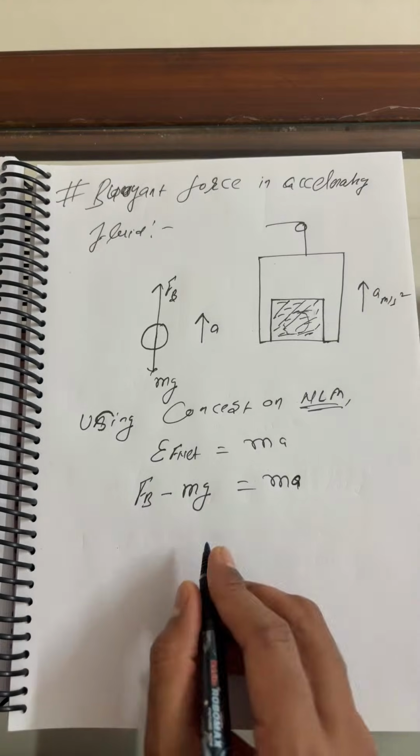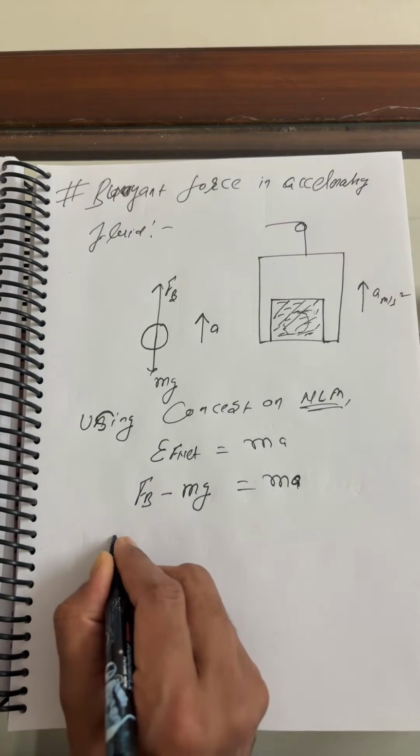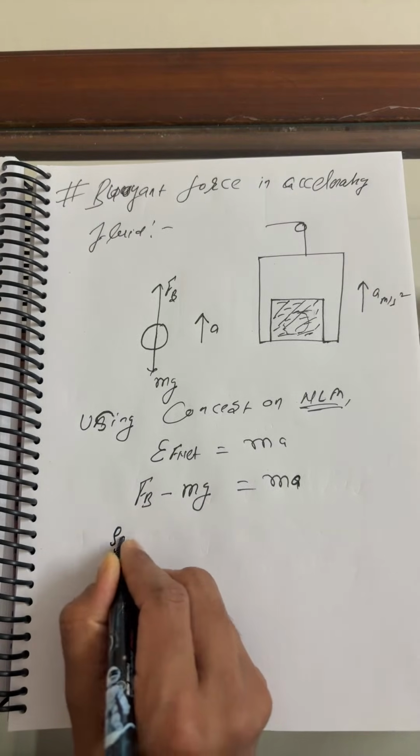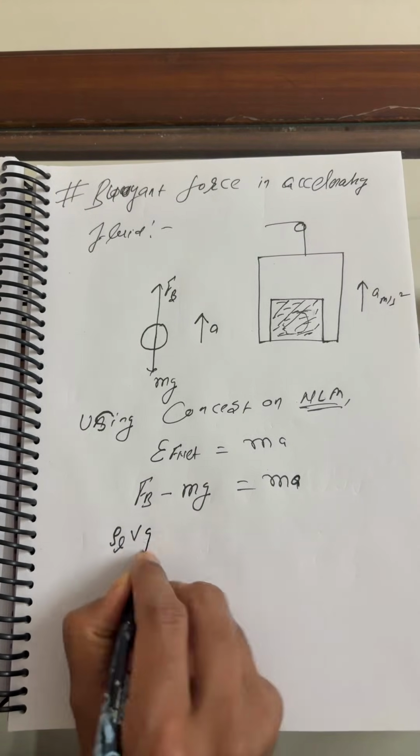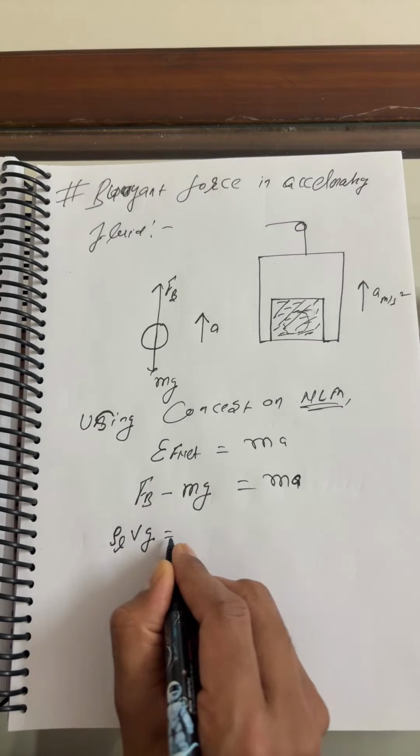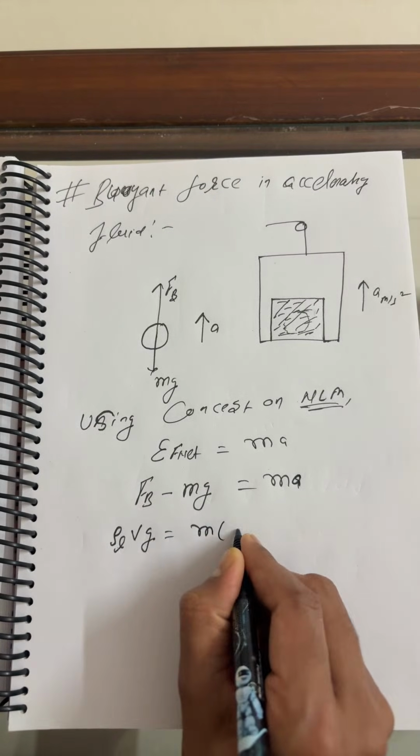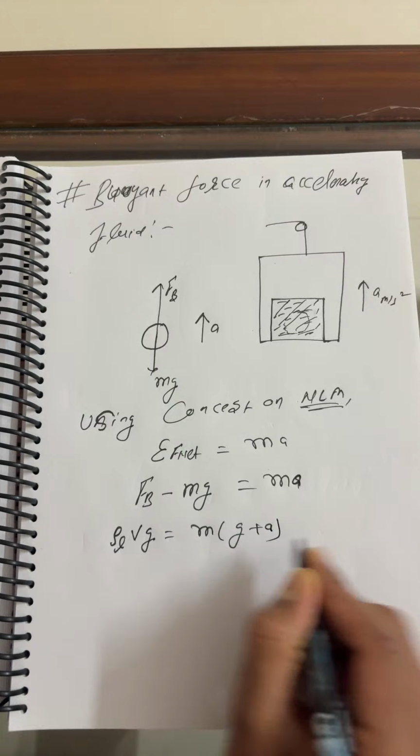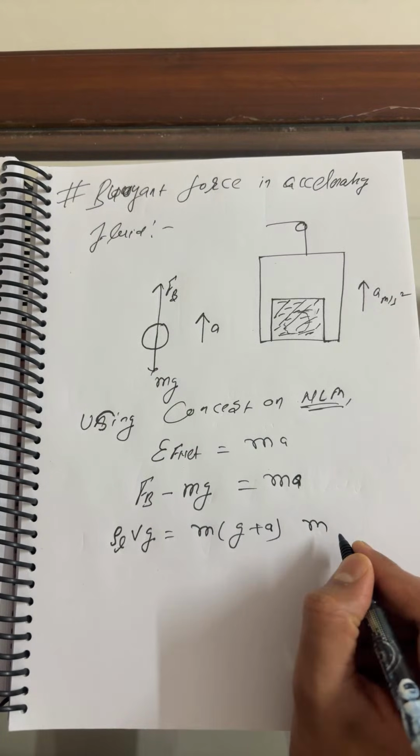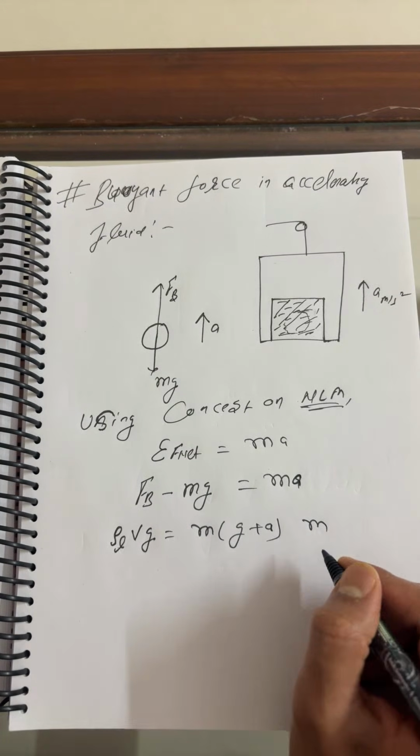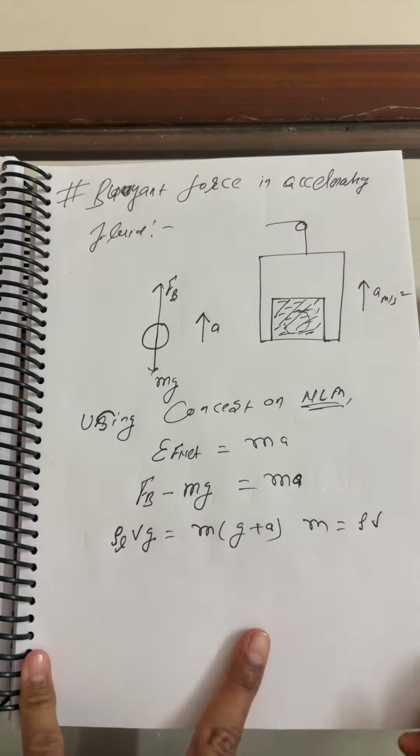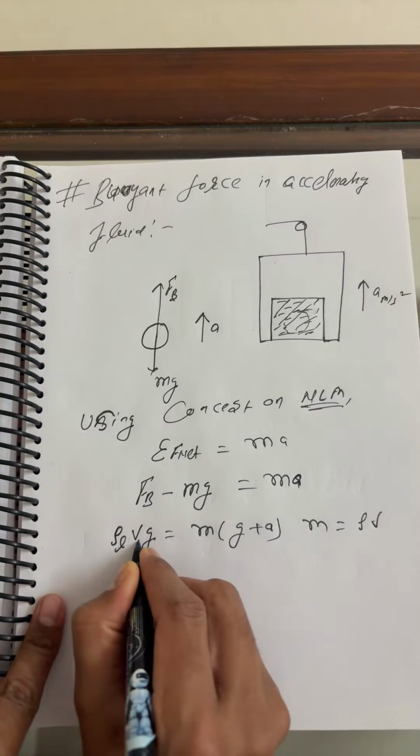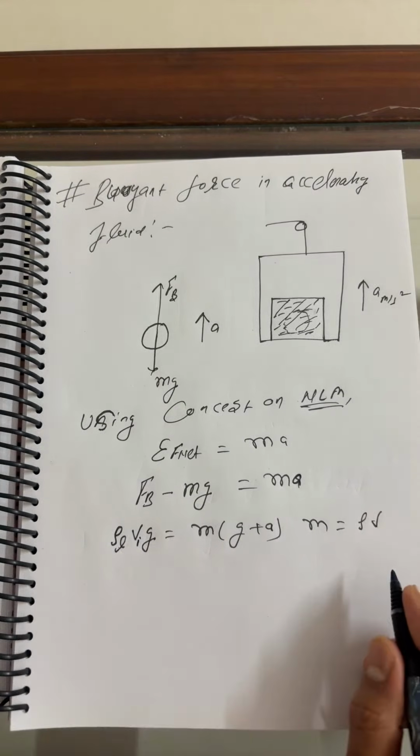Okay, so Fb is what? This is the density of liquid, times the volume submerged, times g, is equal to m times (g plus a). I can take common. The mass I can write as density into volume. This is the volume submerged, you can write volume Vi, right?